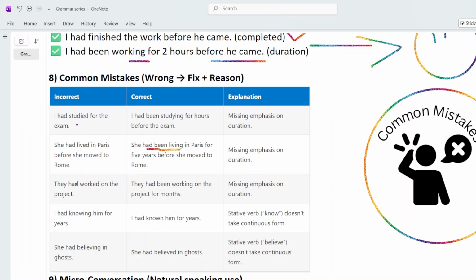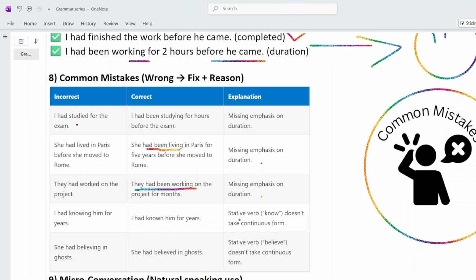All right, they had worked. No, they had been working. All right, again, everything till here is missing emphasis on duration. Let's look at the next sentence. I had knowing him for years. No, I had known him for years.